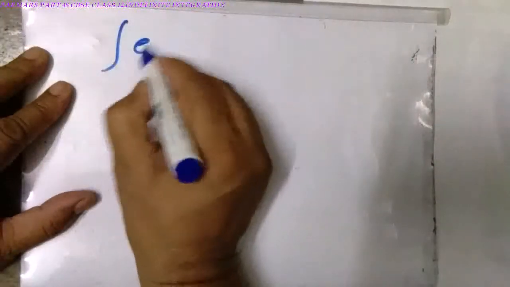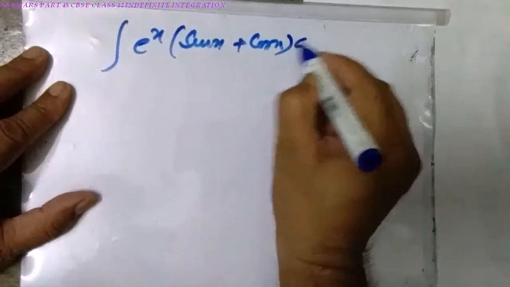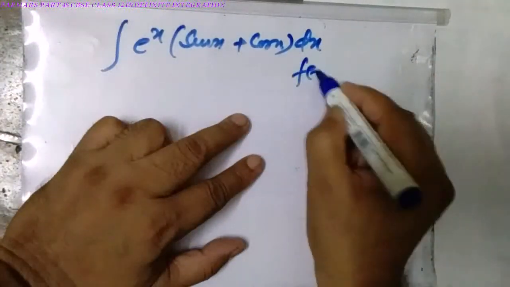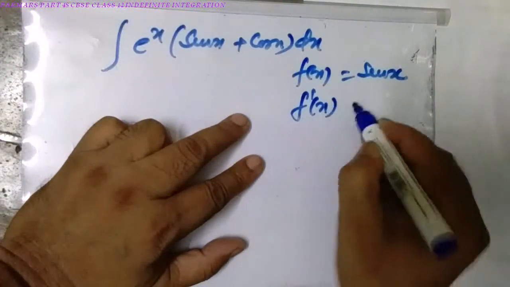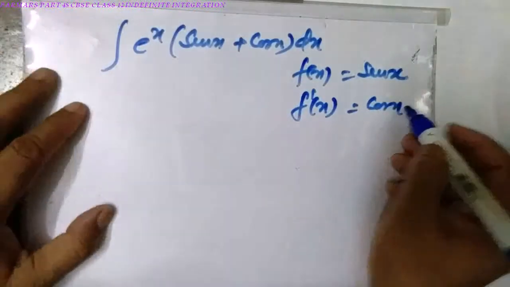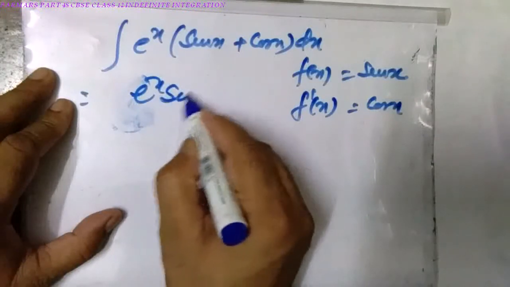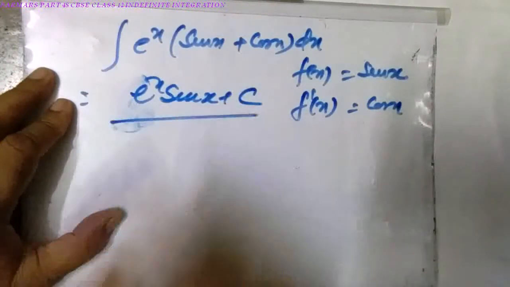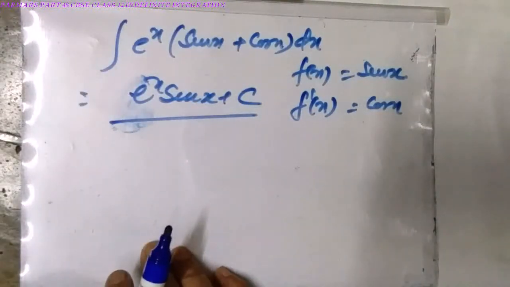First I am going to take a very simple question: integration of e^x (sin x + cos x) dx. Here you find if f(x) is sin x, then f'(x) is what? cos x. So the answer should be e^x sin x + c. How? I am going to do that in the next question, not in the same question.